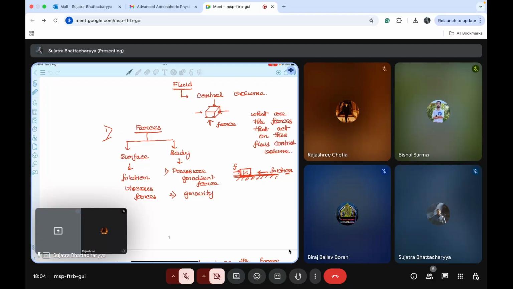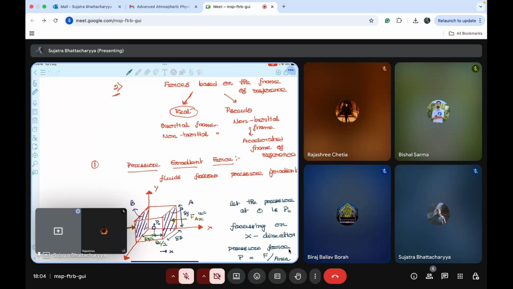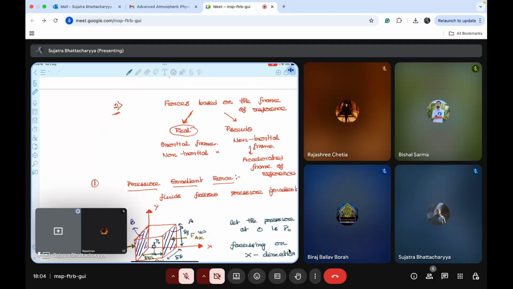So these are surface forces, then body forces. Next, based on the frame of reference, forces can be classified like if it is a real frame or a pseudo frame. Based on that, the forces can be classified as real forces or pseudo forces or apparent forces. So pseudo forces can also be written as apparent forces.